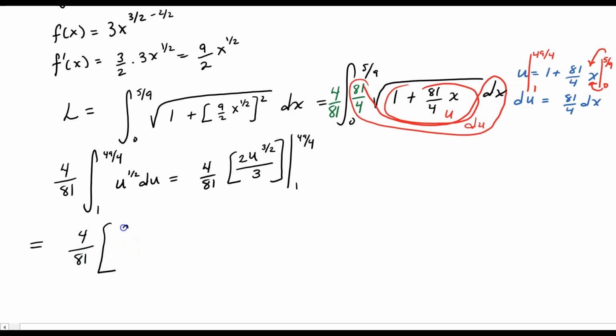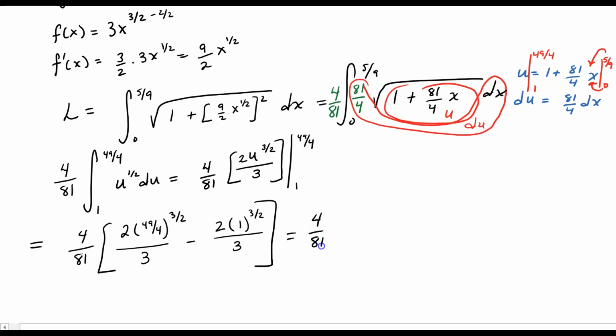Now we're ready to plug in. 2 times 49 over 4 to the 3 over 2 divided by 3, minus 2 times 1 to the 3 over 2 divided by 3. Again, this may not look very fun, but I'm assuming you have a calculator with you, and that will make things nice. So the first part of this, 2 times 49 over 4 to the 3 halves, becomes, I believe, 343 over 12 when you simplify that, minus, and then the next part is really easy. 1 to the 3 halves is 1, so minus 2/3.